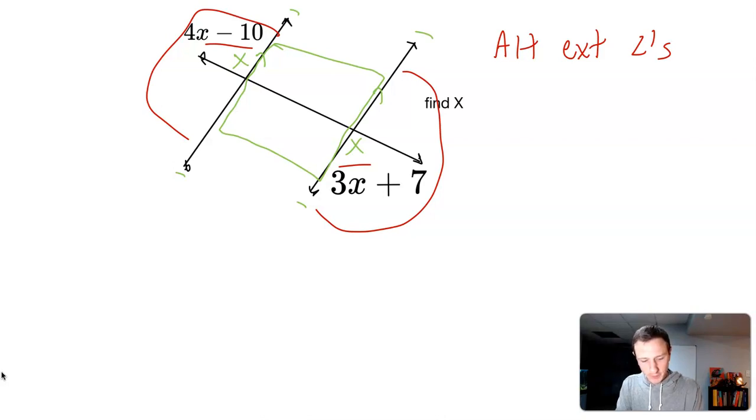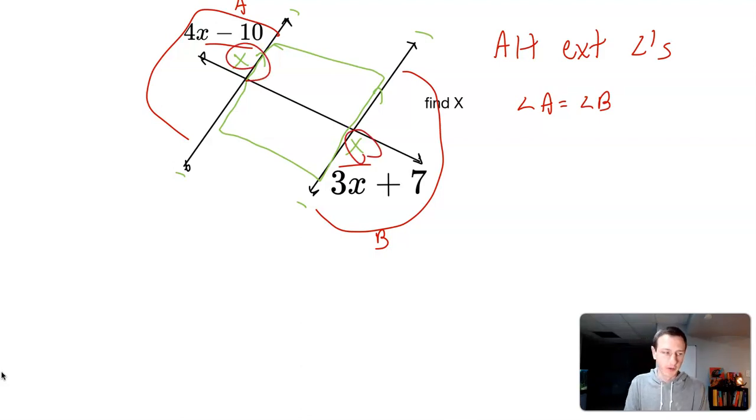So I'm going to just label this as angle A, angle B. What that means is since they are alternate exterior angles, angle A is going to be equal to angle B. So these two angles are the same. And since one of them is 4x minus 10, the other one is 3x plus 7, we could set them equal to one another. So 4x minus 10 equals 3x plus 7.